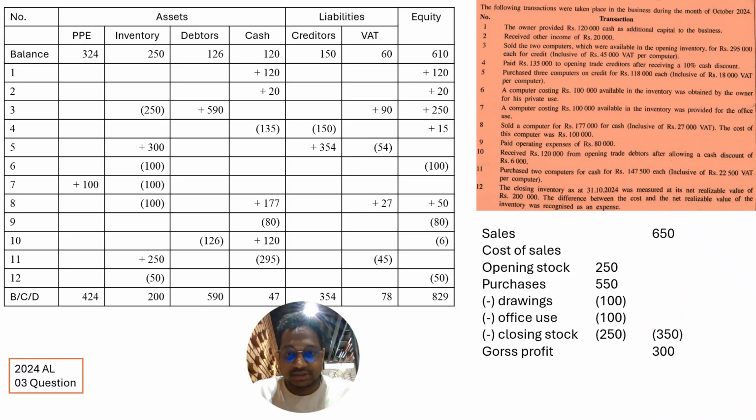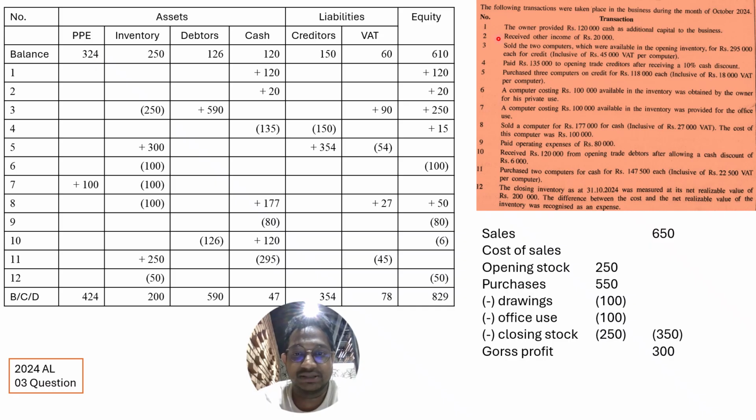In the third question, it's a usual equation question. The following transactions took place in the business during the month of October 2024, and they gave the format of the equation, and we have to record these transactions from number 1 to 12 in the given equation, right? And then they are asking to find the gross profit as well. And there are balances, so you have to put the balances first.